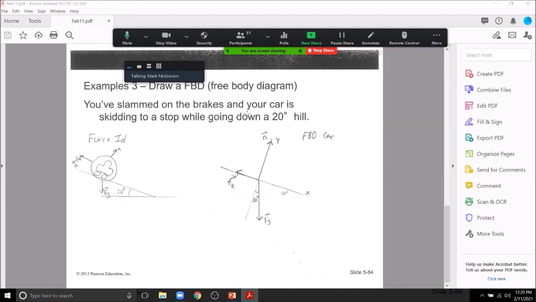You slammed on the brakes and your car is skidding to a stop while going down a 20-degree hill. Free body diagram. We have a car. I draw the 20-degree hill. I circle the car. It's only in contact with the ground. Gravity's down. Normal force is perpendicular to the surface. Kinetic friction would point up the ramp.